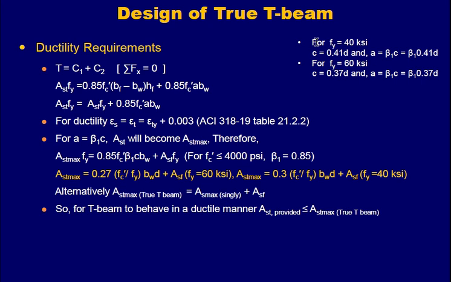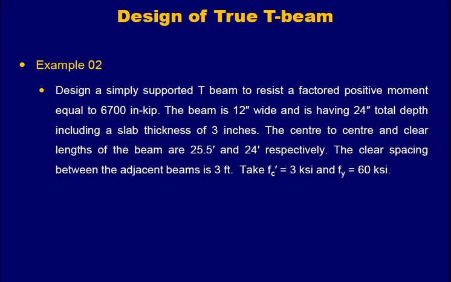By the way, we already discussed how you can calculate this c equal to 0.375 d in the previous lectures. This is our design example 2, design of a true T-beam. It says: design a simply supported T-beam to resist a factored positive moment equal to 6700 inch-kip. The beam is 12 inch wide and has 24 inch total depth, including a slab thickness of 3 inches. The center to center and clear lengths of the beam are 25.5 feet and 24 feet respectively. The clear spacing between the adjacent beams is 3 feet.